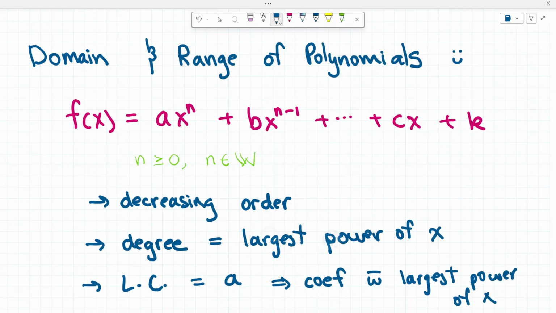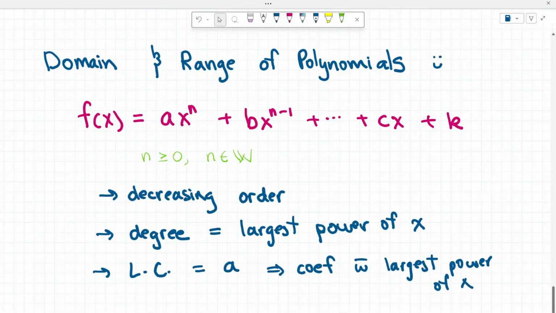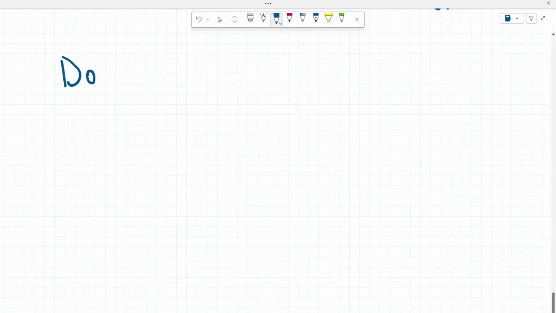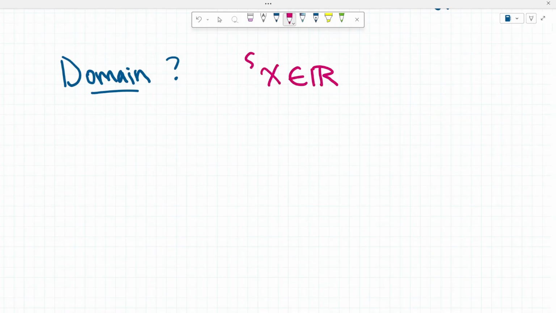Okay, so those are kind of the main things that we need to know for polynomials. But now we have to discuss, well, what is the domain and range of polynomials? This is one of the reasons why people love polynomials so much, because of their amazing properties related to their domain and range. So if we start off with domain, what can we say there? Well, this is incredible. The domain for any polynomial is x is an element of the real numbers. That means that there is no restriction.